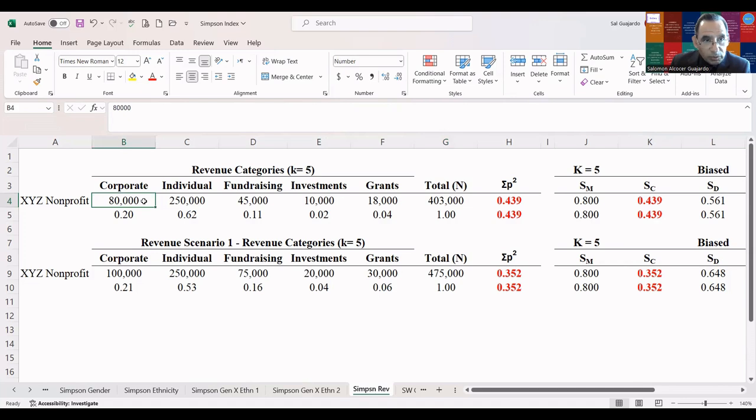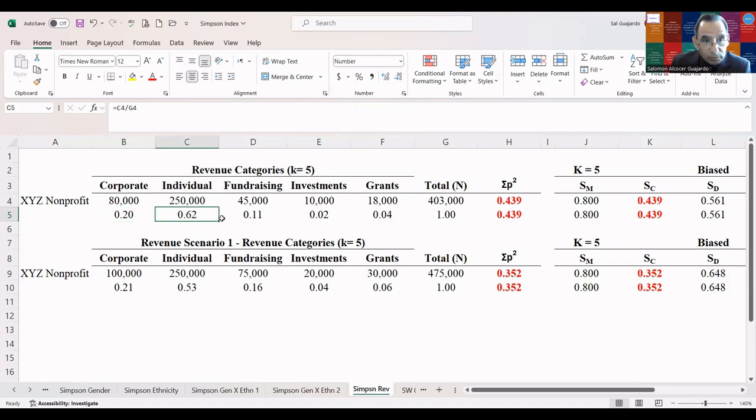Of that total, corporate donations total $80,000. Individual donations total $250,000. Fundraising revenue is $45,000. Investments is $10,000, and total grants is $18,000. Again, when I sum that up, that is $403,000. I can get the percentage for each revenue source. So the $80,000 for corporate donations accounts for 20% of the total revenue.